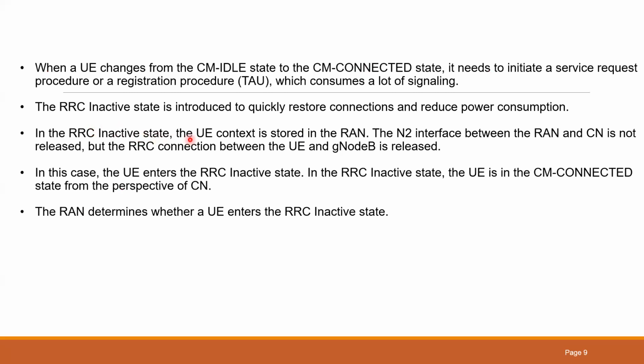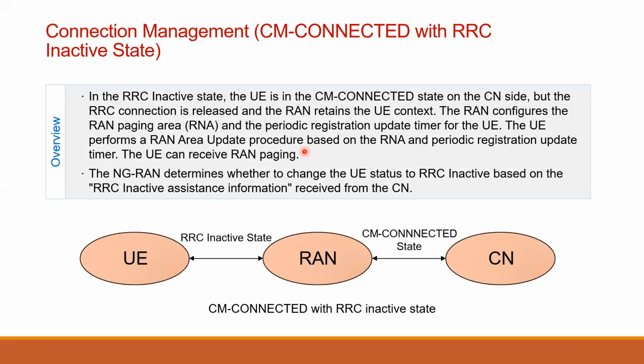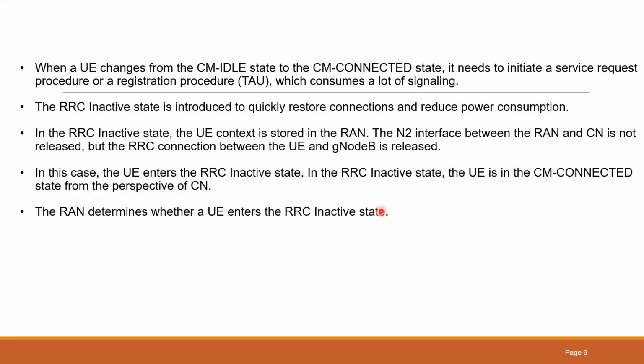In RRC inactive state, the UE context is stored in the RAN side. The N2 interface between RAN and CN is not released, but the RRC connection between UE and gNB is released. So this connection is not released, this is released. So once the user performs a service request or a periodic RNA update, the signaling here is saved. And RAN determines whether the UE enters the RRC inactive state based on different timers which are configured on the RAN side.